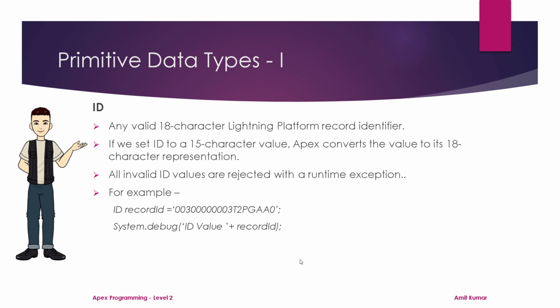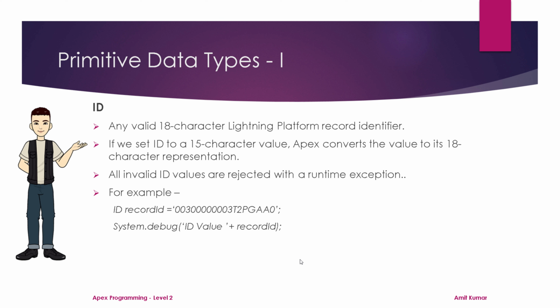Now the last data type for today's discussion is the ID. Each object in Salesforce has different records, and every record has a specific identifier, which is the ID. Generally an ID is represented in 18 characters in the Lightning platform, but we can set it to a 15 character value as well. If we set an ID to a 15 character value, Apex automatically converts the value to an 18 character representation. All invalid ID values are rejected with a runtime exception. So if you specify any invalid ID, then a runtime exception will occur.